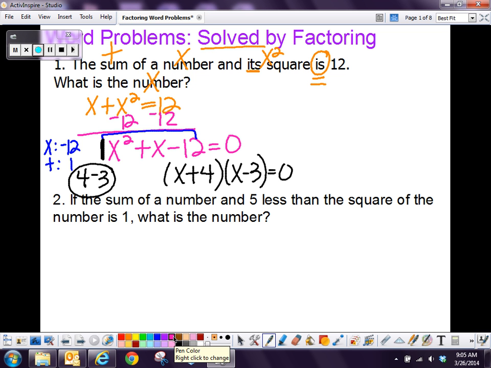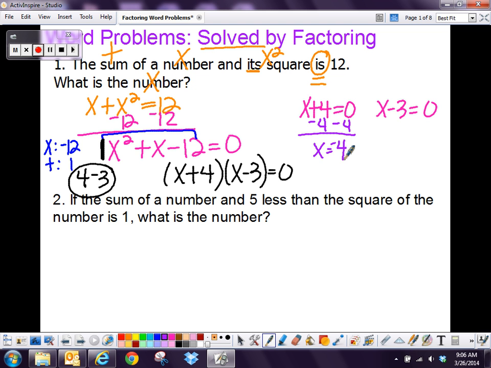So we have to go on and set each one of these equal to 0 separately. So I will have x plus 4 equal to 0, and x minus 3 equal to 0. Okay, I solve each one of these. On the first problem, I'm going to subtract 4. That gets me x equals negative 4. On the second problem, I add 3, and I get x equals 3. So these are my two solutions.